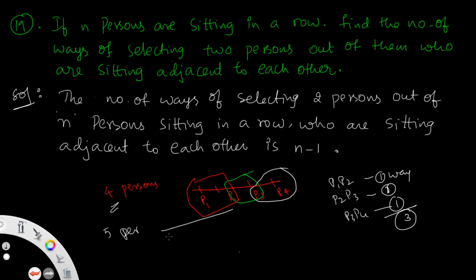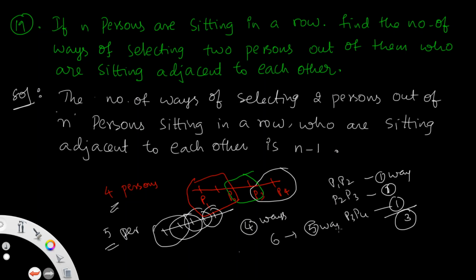If 5 persons are there, suppose 1, 2, 3, 4, 5. Let us take the first way, another adjacent pair, second way, third way, fourth way. Totally you get 4 ways. If 5 persons are there, you get 4 ways. If 6 persons are there in a row, adjacent to each other means you get 5 ways.